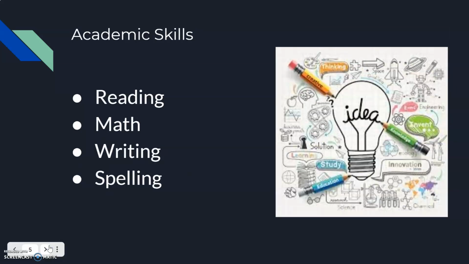Some academic skills that are assessed in the ABLLS are the reading, math, writing, and spelling skills. Now these skills are assessed based on a set of criteria that are filled in with colored boxes that we will discuss later on. They're really broken down, and the activities that the educator may use may vary, but essentially it targets these 4 academic skill areas.